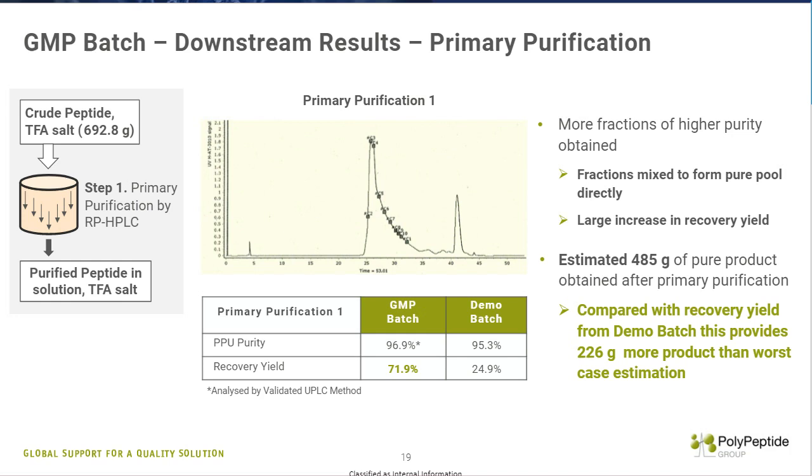So from this step, we estimated that we had about 485 grams of pure product at the end of the step. And if we compare this with the recovery yield from the demonstration batch, this actually provided us with over 200 grams more product than our worst case estimation was before we launched this campaign. So we were really producing a significantly larger amount than had been estimated.